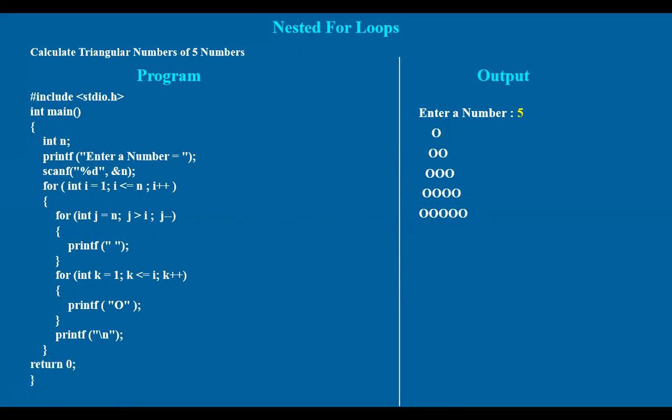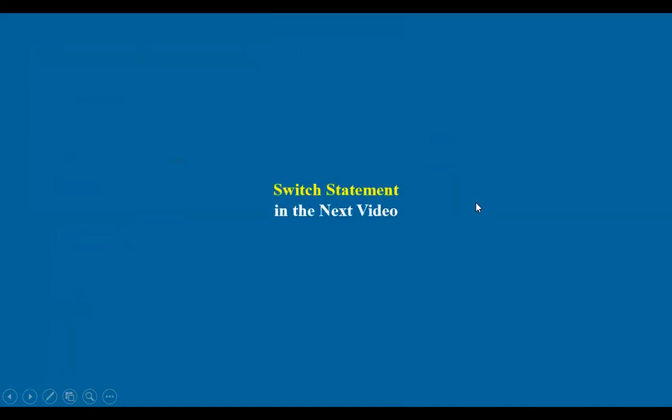So this is with the space. I removed this letter A, and when you execute this statement for 5, the A's are removed and only the triangle will be formed. So this is the application of nested for loops.